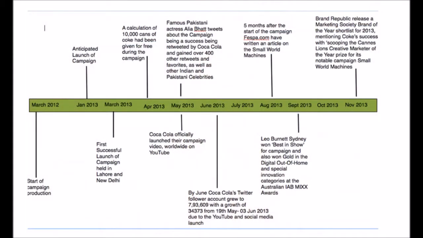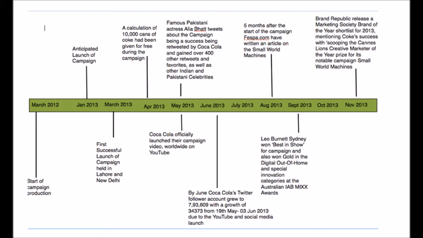This timeline shows the start of the campaign production was in March 2012, and it was scheduled to be completed and run by January 2013. This didn't go to plan due to security challenges, but managed to run successfully in March 2013. By April 2013, the team had calculated a total of 10,000 cans of Coke had been given for free during the campaign. The social media posts on YouTube, Twitter and Facebook had officially posted on May 19, 2013. This led to celebrity tweets and retweets.